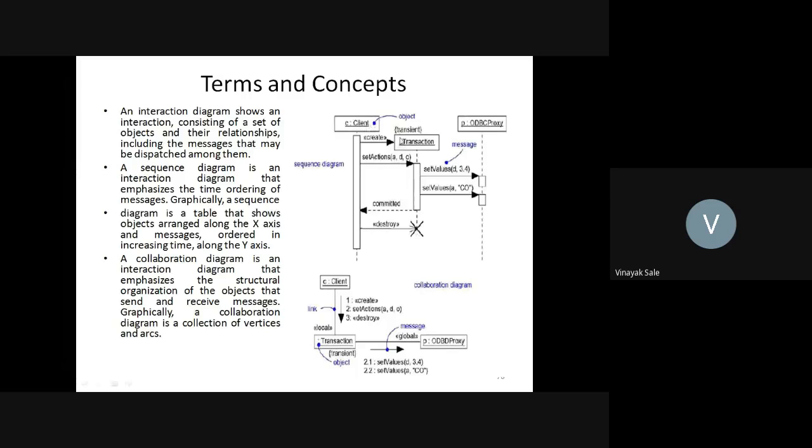So from client to transaction, there are a total of three messages sent. The first message sent is create, the second message is set actions AD0, and the third message is destroy. Whenever the second message is sent from client to transaction, set actions AD0, at the same time two messages are sent from transaction to ODBC proxy: set value D3.4 and set value AC0. These are 2.1 and 2.2, these two messages from transaction to ODBC proxy.